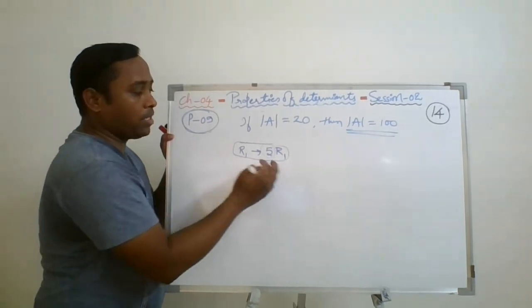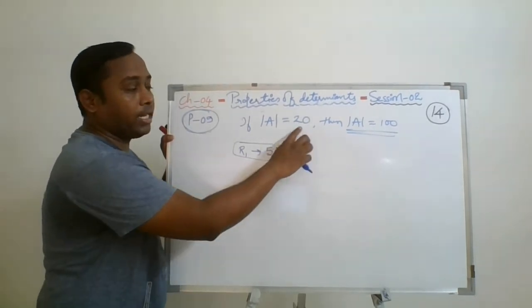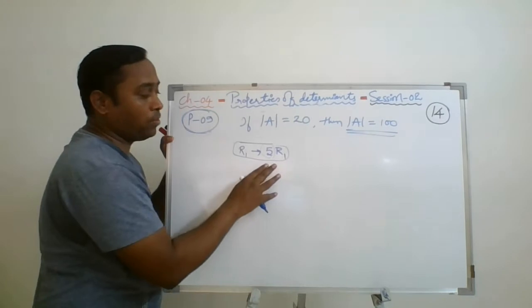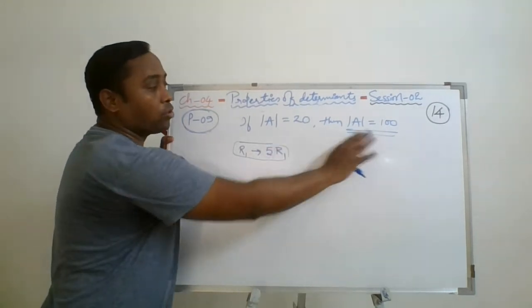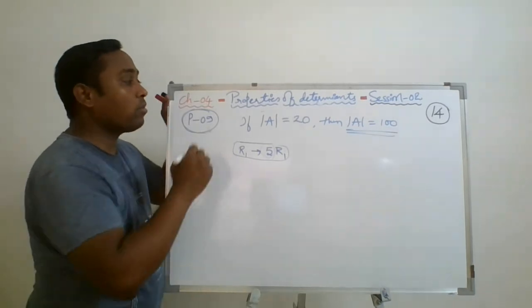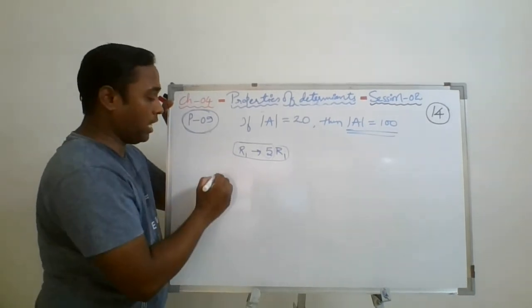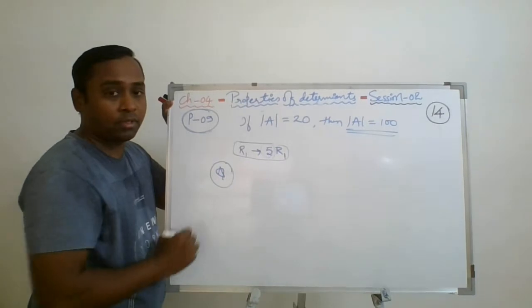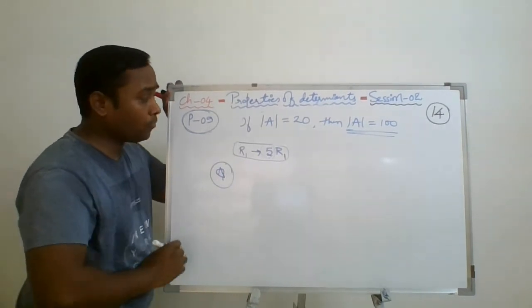If row 1 elements are multiplied by 10, then the det A value is multiplied by 10. If it is multiplied by 20, the det A value is also multiplied by 20, like this. This is property number 9. So this property also speaks an important result that has a subpart.